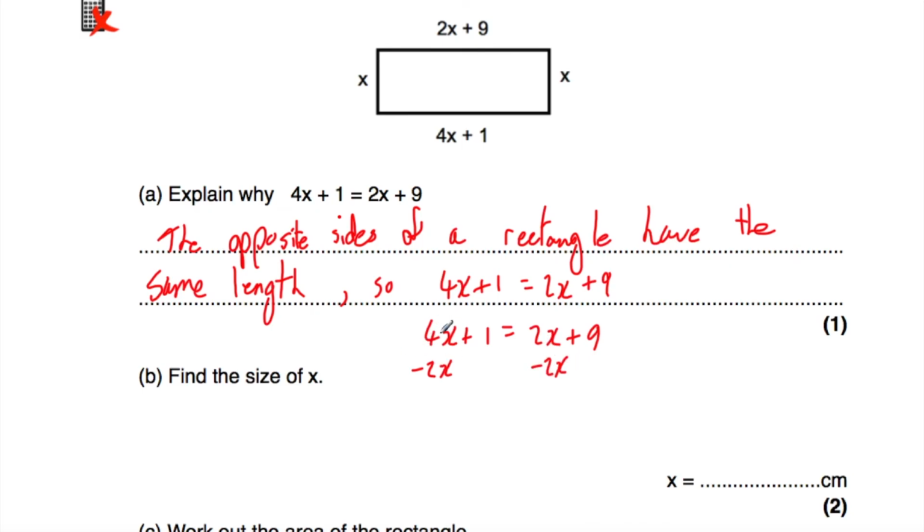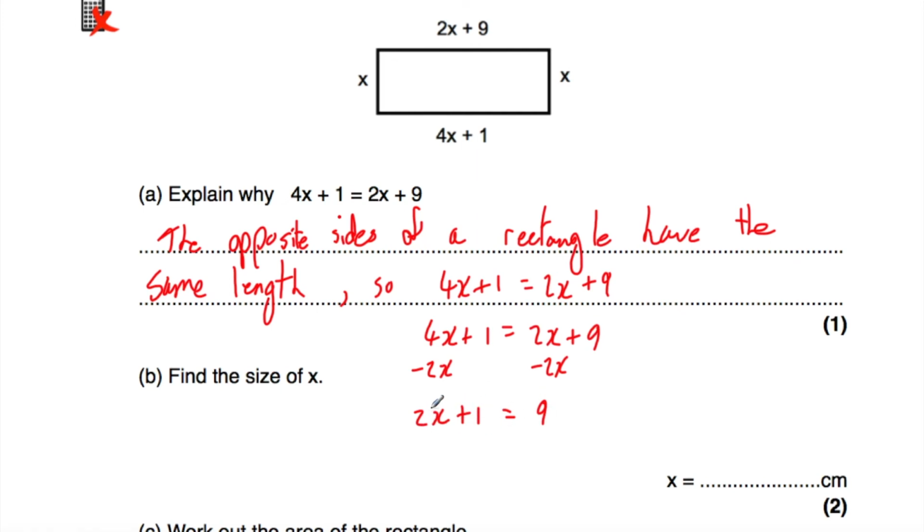So on the left-hand side, we had 4x plus 1. We're taking away 2x's, so that'll just leave us with 2x's, because 4x's take away 2x's is 2x's. And we've still got our plus 1. And then the right-hand side, with 2x plus 9, we're taking away the 2x, so we'll just be left with 9. So we've now got 2x plus 1 equals 9.